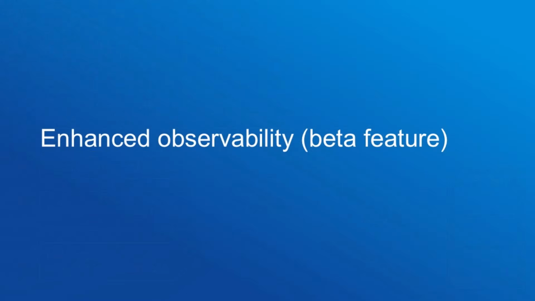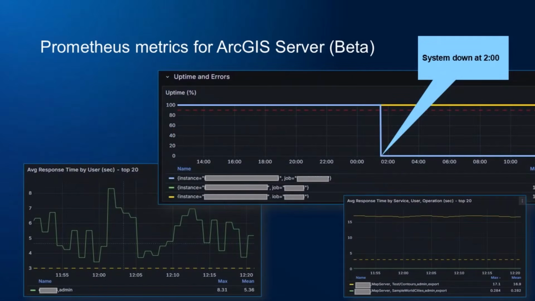Next, we're introducing more observability features into ArcGIS Server, a beta feature at 12.0. Prometheus, an open source monitoring solution, is now supported to collect ArcGIS Server metrics, giving administrators valuable insights into system health, service usage, and user engagement. With this feature, you'll be better equipped to monitor and optimize your GIS infrastructure.